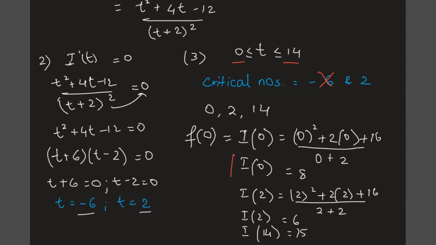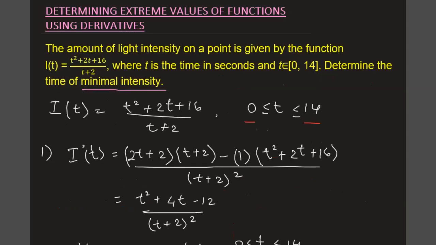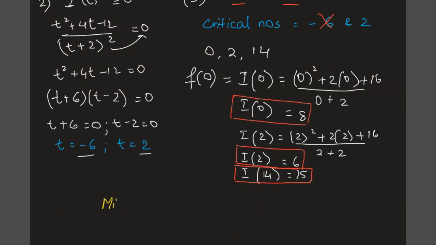So we see that the intensity at time t equal to 0 is 8. Intensity at time 2 is equal to 6, and intensity at time 14 is equal to 15. And we are looking at the minimum intensity. So our minimum intensity is 6 at time 2 seconds.